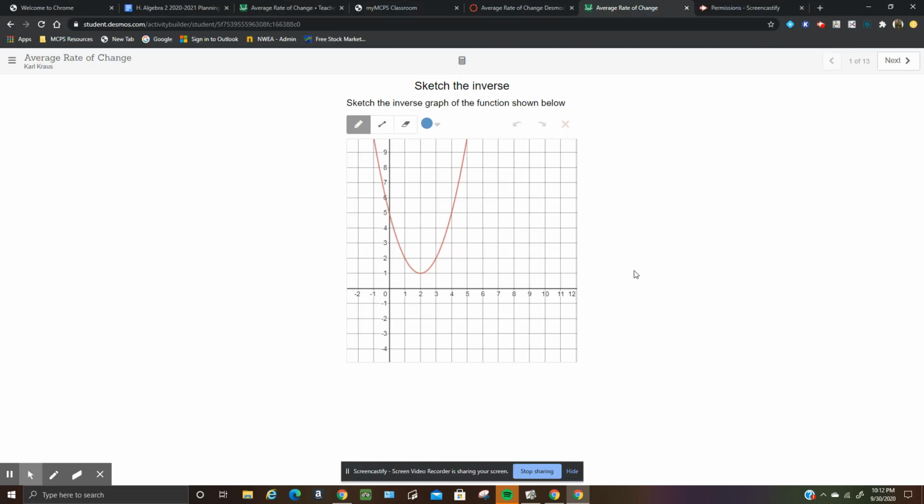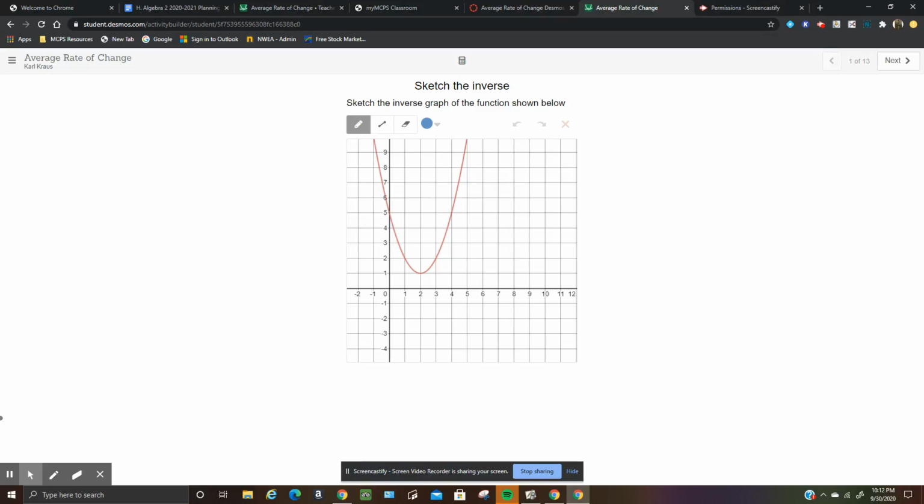This is the average rate of change video here. So it's the first problem here: sketch the inverse of the function shown. What we need to do is pick off some points here.